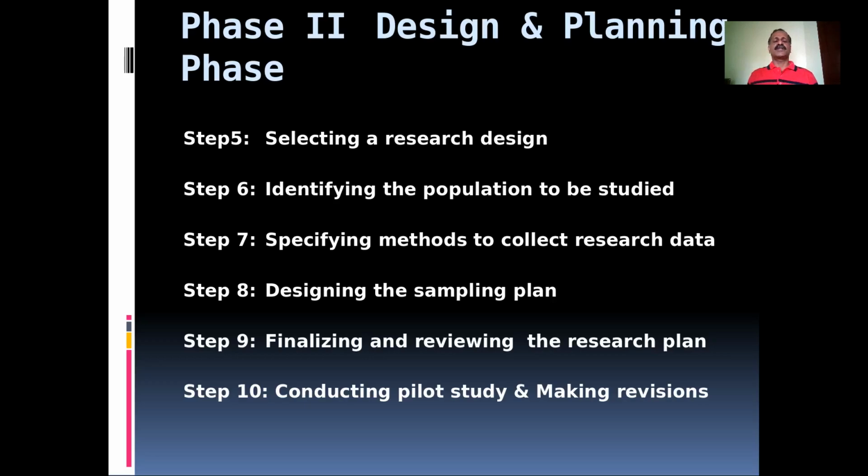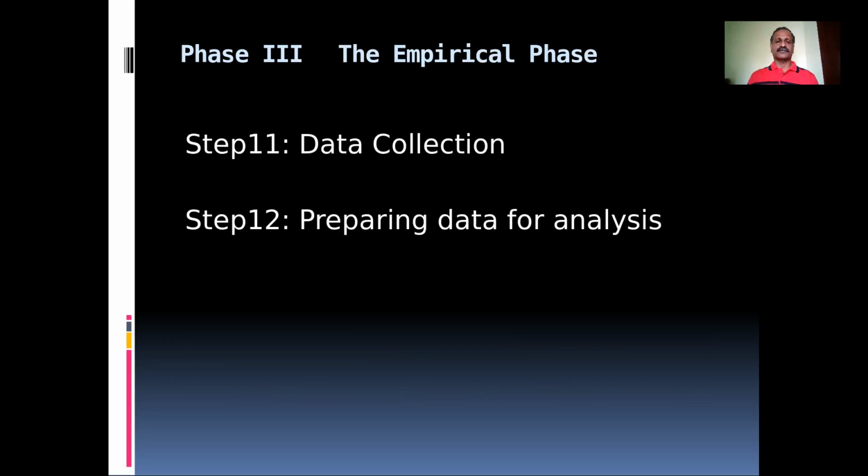So I'll repeat phase 2 once more. Phase 2 is the design and planning phase. In that, the 5th step is selecting a research design. 6, identifying population to be studied. 7, specifying methods to collect research data. 8 is designing the sampling plan. 9 is finalizing and reviewing the research plan. And 10 is conducting pilot study and making revisions.